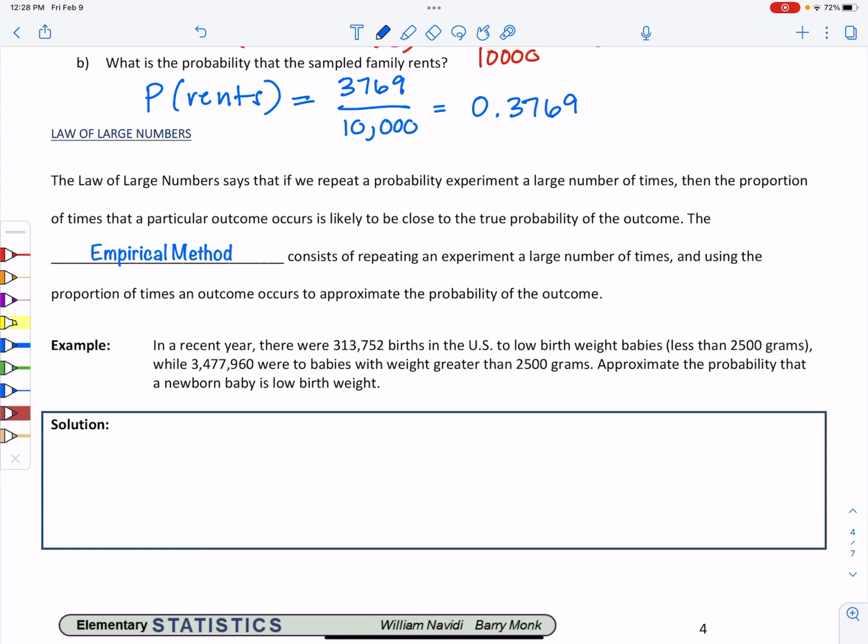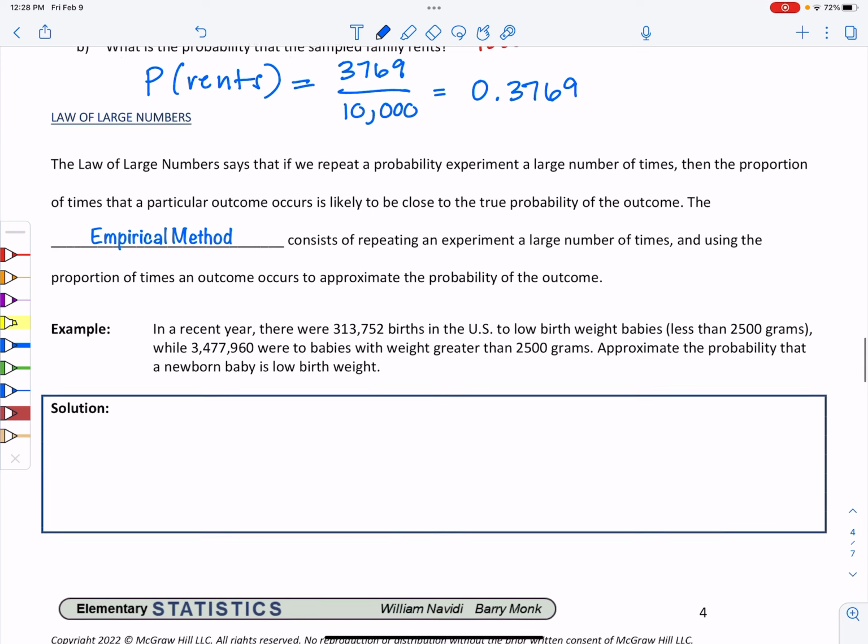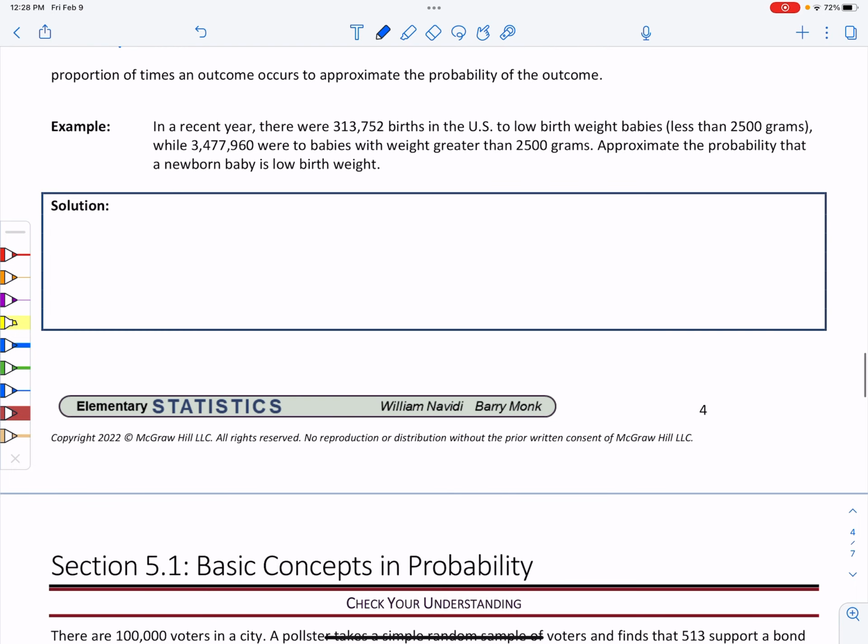All right, we've got a second example here where you're going to calculate a probability based on data. What we're looking at is a number of births in the U.S. that were low birth weight babies. You've got the cutoff point, those that were not, that were above that, and we want to calculate the probability that a newborn baby is in the low birth weight category.